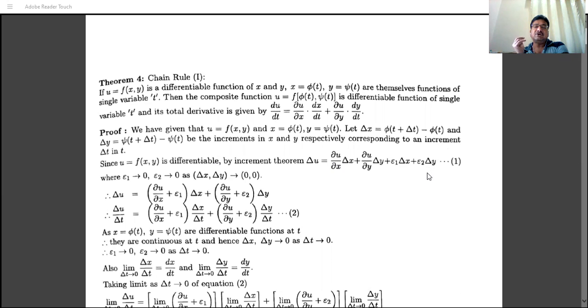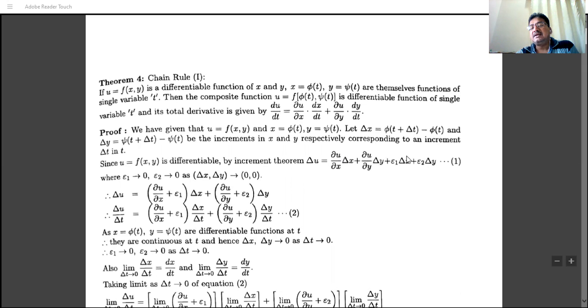So u is a differentiable function of x and y. What is the definition of a differentiable function? The function f of x y is called a differentiable function if delta f, which means delta u since f and u are the same, is equal to h f x at a b, where the notation for h is delta x and the notation for k is delta y. Here f x at a b means the derivative of f with respect to x, that is partial u by partial x, plus k f y, where f y means the derivative of f or u with respect to y, plus h phi h k.